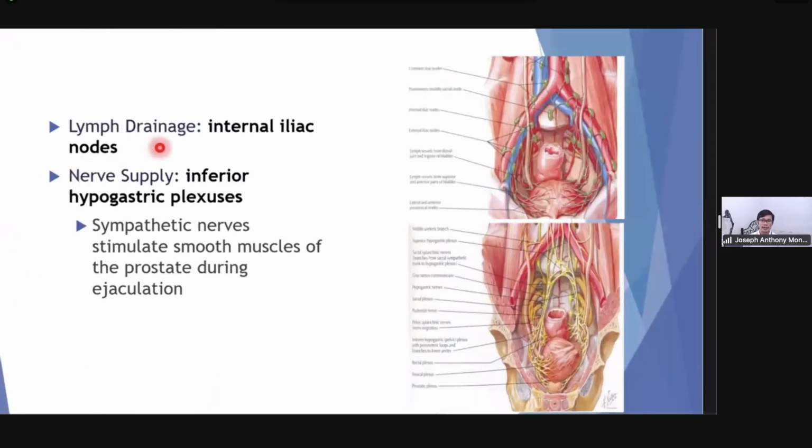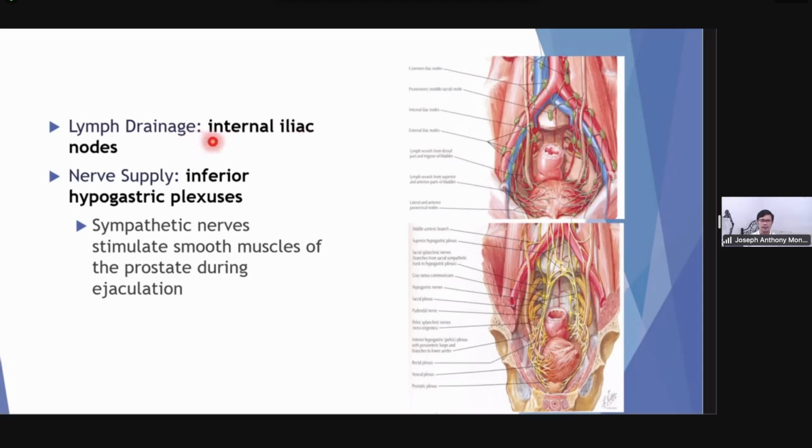The veins form the venous plexus between the capsule of the prostate and the fibrous sheath. As for the lymphatic drainage, from the name itself again, the structure very near to it, whatever the artery is, that's also the lymph nodes. So, internal iliac nodes. The nerve supply is the inferior hypogastric plexus. It's responsible for the sympathetic nerve that would stimulate smooth muscle of the prostate during ejaculation. This is important for the nervous as well as the vascular supply.